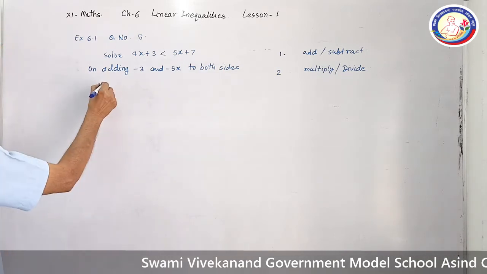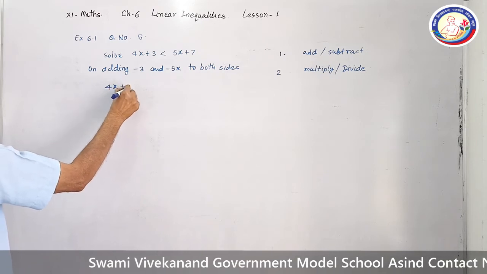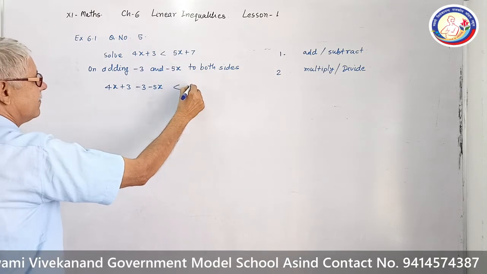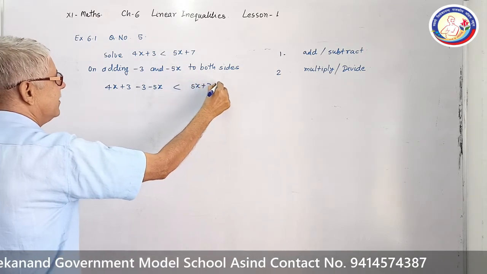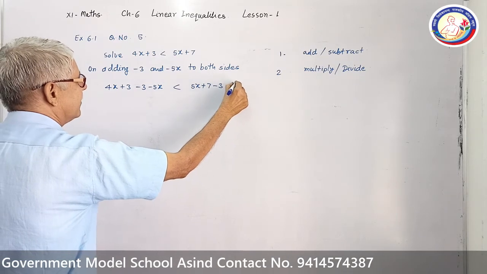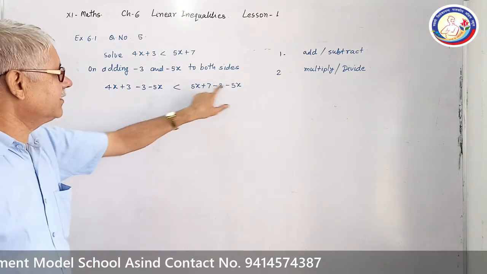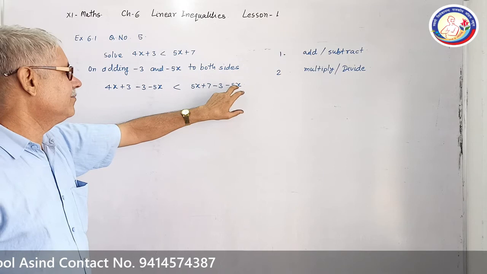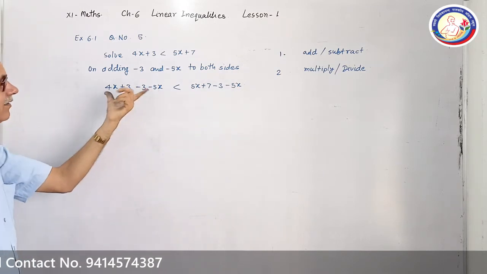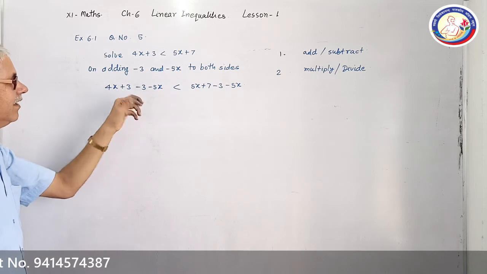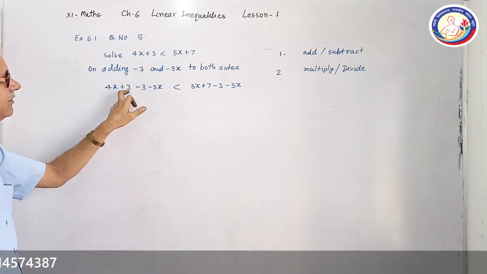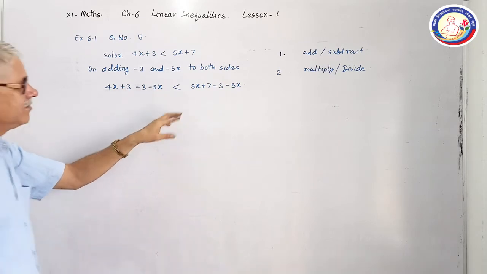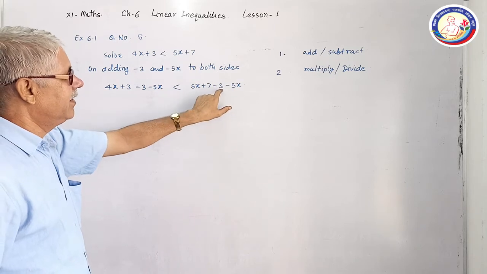Now what will be the result? We can have 4x plus 3 minus 3 minus 5x is less than 5x plus 7 minus 3 minus 5x. This minus 5x neutralizes this 5x, and the result of this is minus 5x on the left hand side, and this minus 3 neutralizes this 3 and it makes it 0. And what is the outcome of this operation here? On the right hand side we will have minus 3.